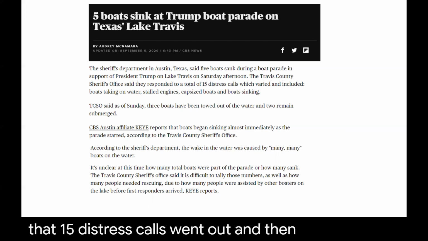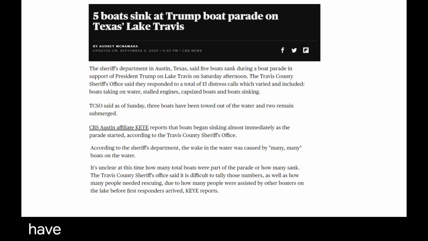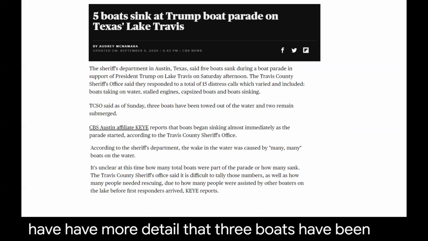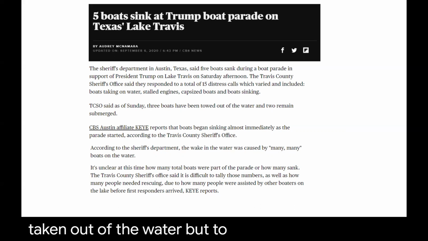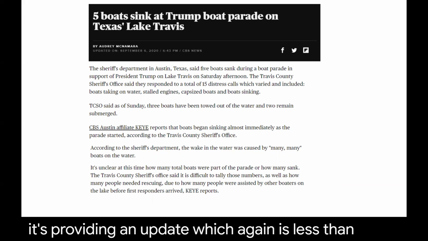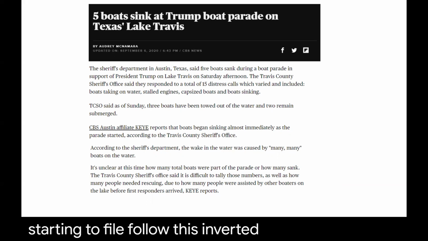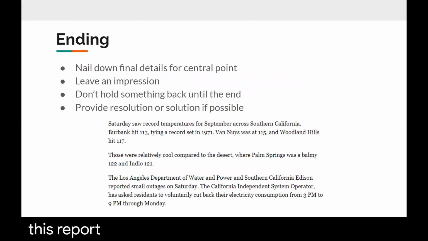And then by the second paragraph, the third sentence, we have more detail that 3 boats have been taken out of the water, but 2 remain submerged. So it's providing an update, which again is less important than 5 boats being sunk. So you can see how we're starting to follow this inverted pyramid style with this report.